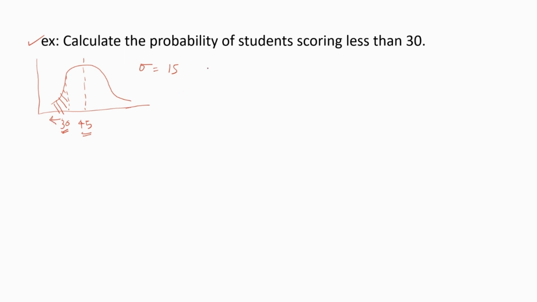Now let's use the z-score formula: X minus mu over sigma. X is 30, mu is 45, sigma is 15. Now this will give a negative value. Minus 15 over 15 equals minus 1. Don't worry about this negative value, because 30 is less than 45. We just deduct 45 from 30, so it is going to be a negative value.